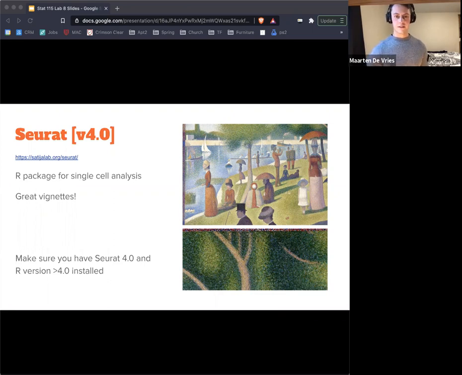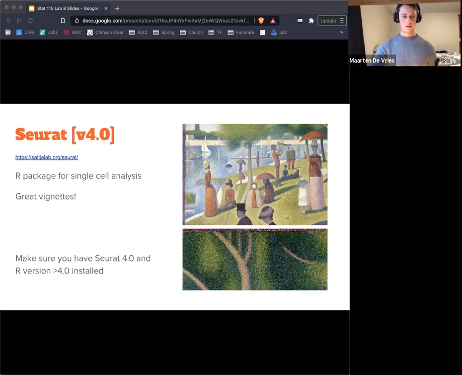And while we do that, I think Georges Seurat, if I'm pronouncing that right, was an expressionist artist. And my hypothesis, I haven't checked this, is that all the tiny little dots he used in his paintings resemble the dots that you might see in single cell RNA-seq plots. But there may be some entirely other reason, but that's my thought process. Okay, hopefully you have it all open.